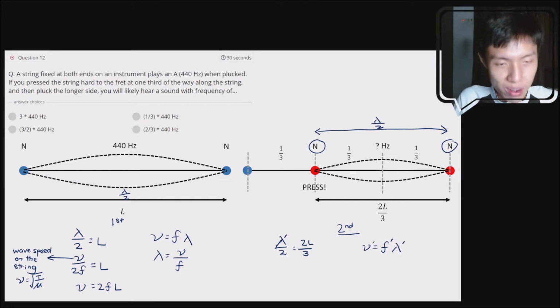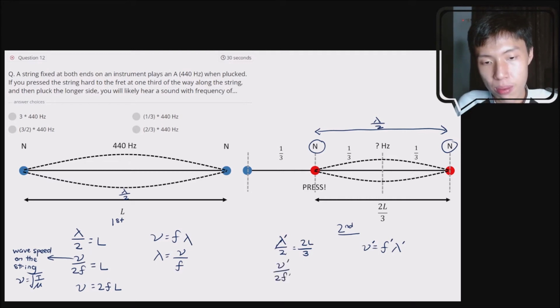So you can also put a prime on top of this. This is the new frequency, new wavelength, and then the wave speed. You call it like this. Okay, so now if you change this equation, then this equation will be v prime divided by 2f prime equals 2l over 3.